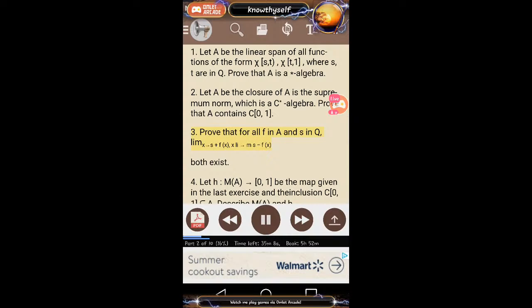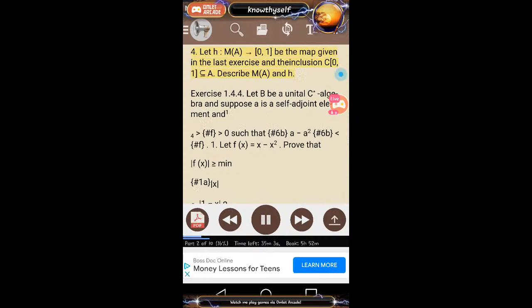3. Prove that for all f in A and s in Q, the limit of f(x) as x approaches s from the right and the limit of f(x) as x approaches s from the left both exist. 4. Let h, m: A → [0,1] be the map given in the last exercise and the inclusion C[0,1] ⊂ A. Describe M(A) and h.